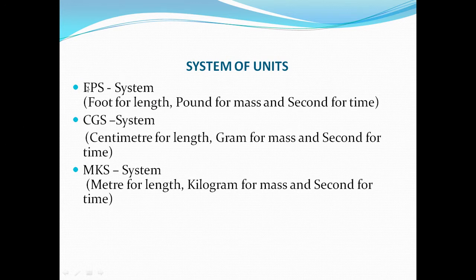The second system, an improvement from the previous one by scientists, is the CGS system. C means the measurement for length, G means the measurement for mass, S means the measurement for time. So in the CGS system, C means centimeter for length, G means gram for mass. Next is second for time. This is the second system.